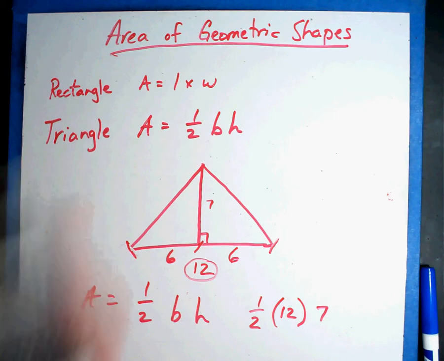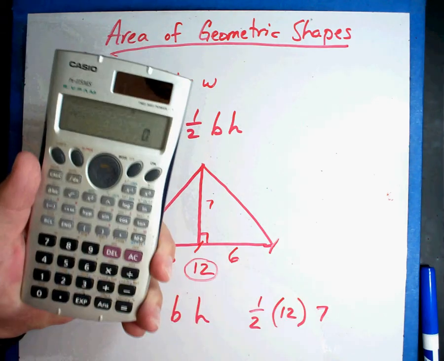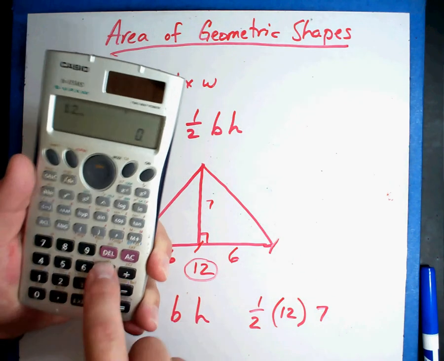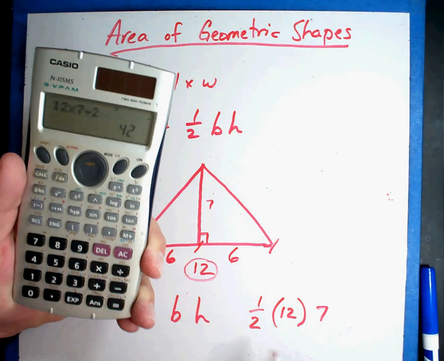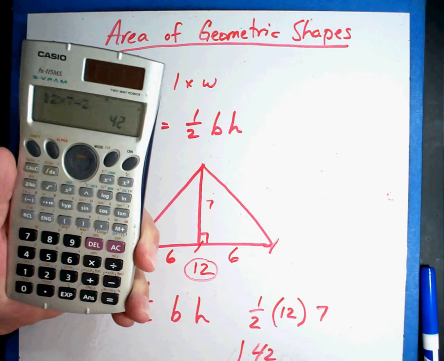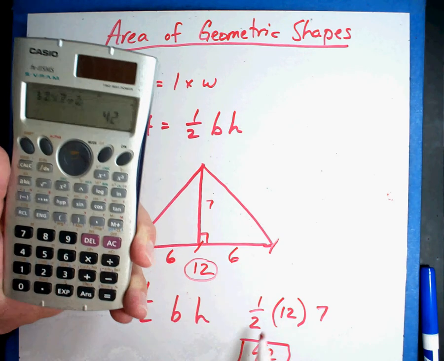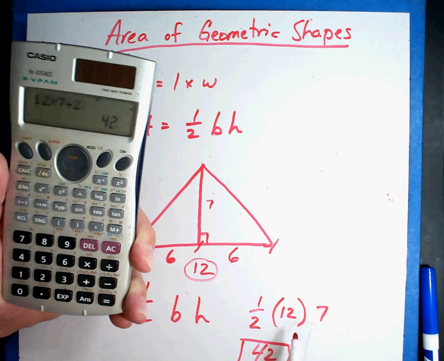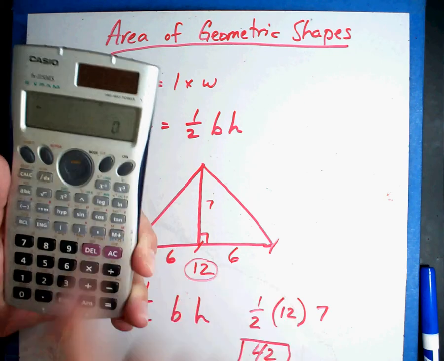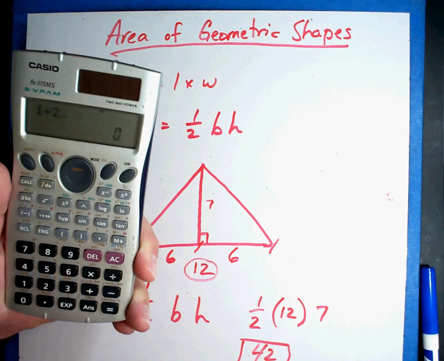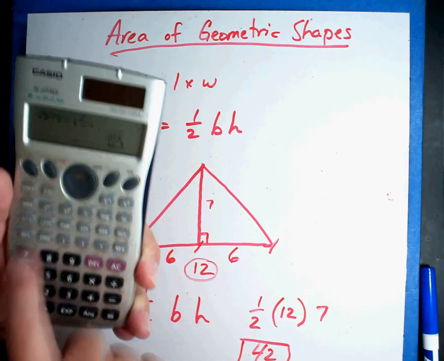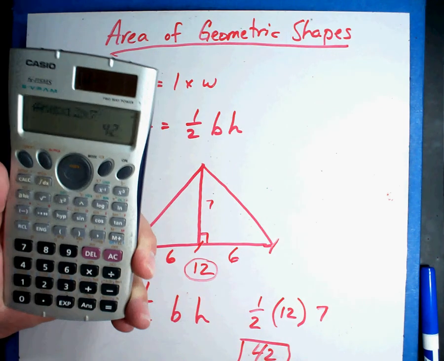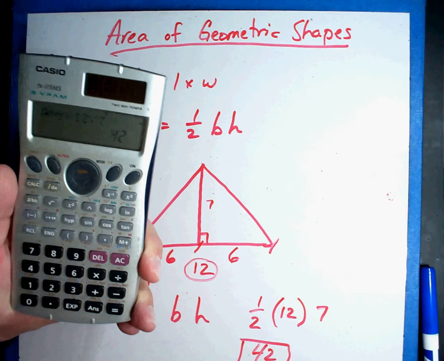And so all I have to do is take my calculator, and I'm going to say 12 times 7 divided by 2, and that's 42, and that's the answer I would look for. Now, that may have been confusing how I put it in my calculator, but what I can do is 1 divided by 2, that's 1/2, times 12 times 7. I'll still get the same answer, 42. Either way you put it in your calculator, you'll get the same answer.